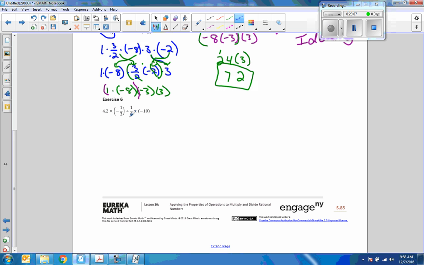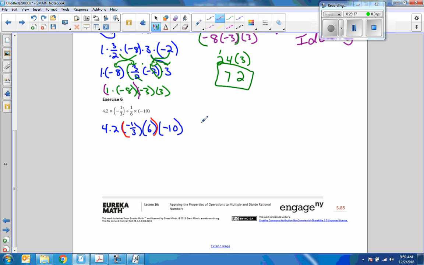Okay, here's 6. First thing I see is a division. I want to get rid of that. 4.2 times negative 1/3 times, flip it and switch it, 6. I'm not going to write it as 6 over 1. We all should be able to do that now. So I'm just going to do it as a 6. Times negative 10. Okay? Now I'm going to focus on the 3.